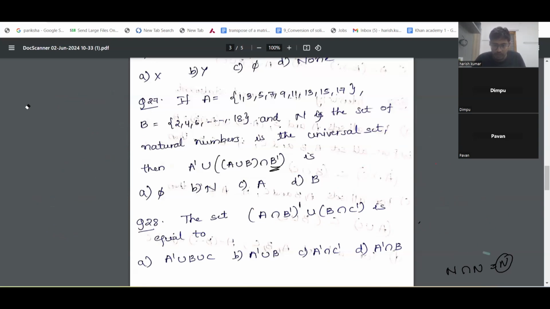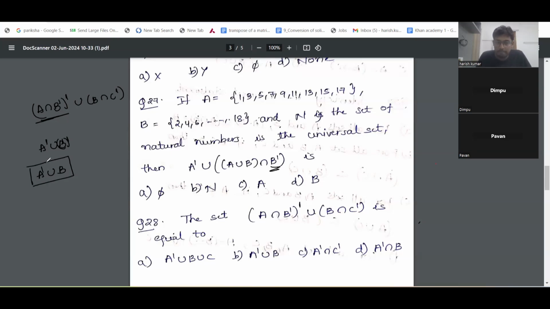Next question. The set (A intersection B complement) whole complement union (B intersection C complement) is equal to... Let's see how to solve this. So (A intersection B complement) whole complement union (B intersection C complement). Now, what is (A intersection B complement) whole complement? It is nothing but A complement union B complement whole complement, and we know that this is nothing but A complement union B.